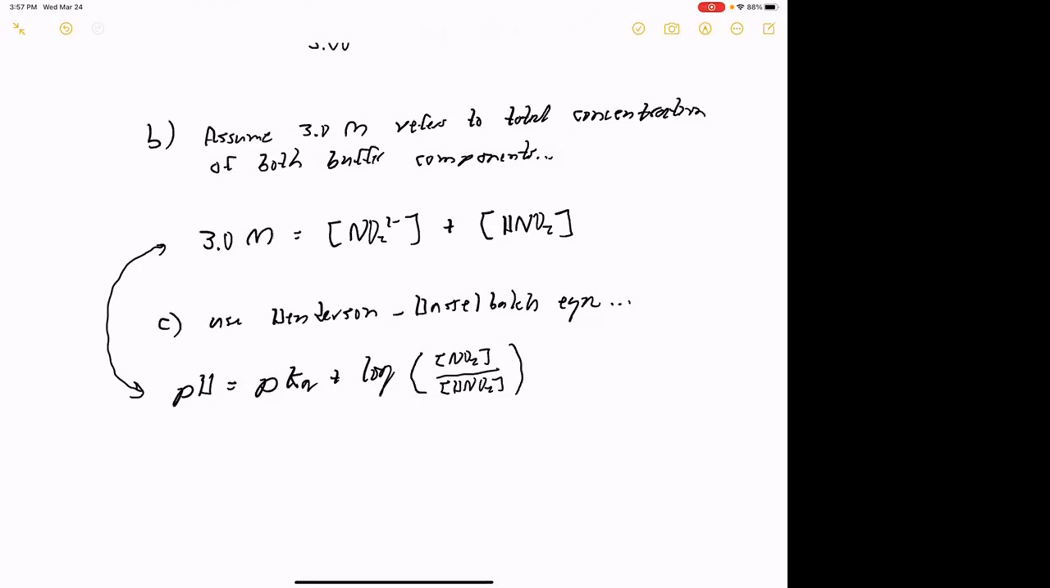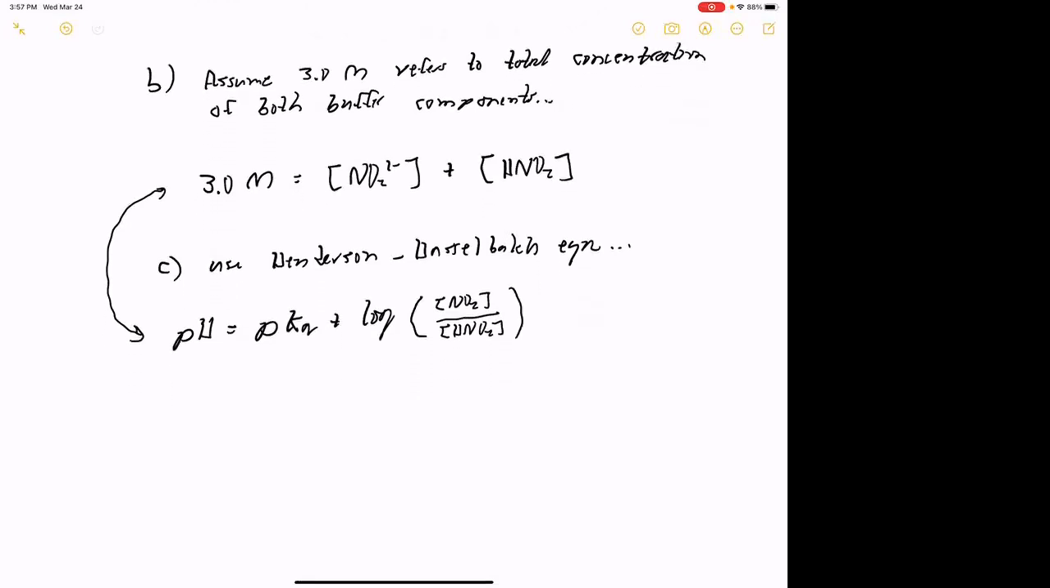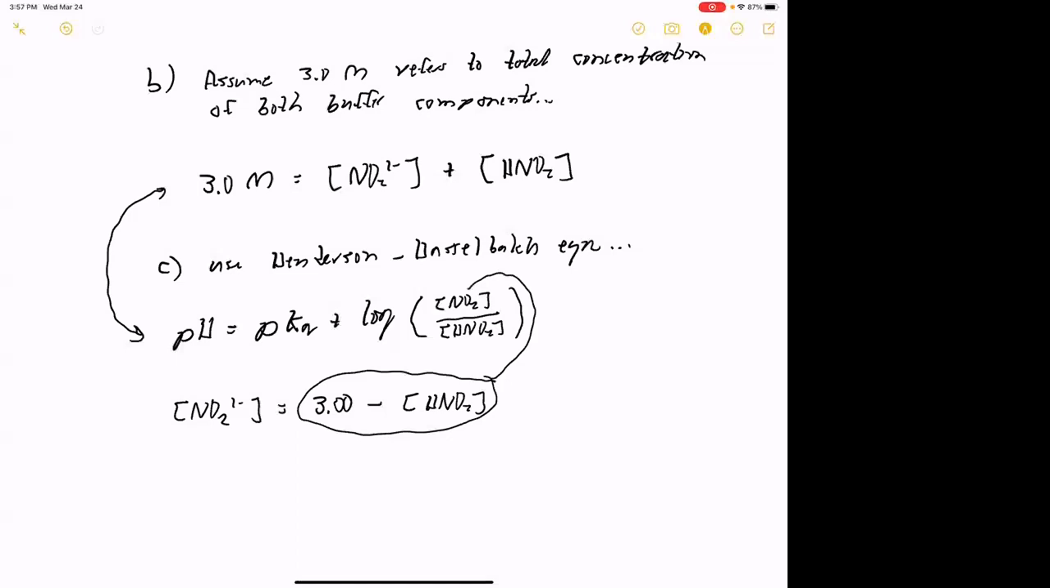So what I can do here is I can, for example, solve for the nitrite ion concentration, and you could really do it from either direction, it doesn't matter. And that's equal to 3.00 minus the concentration of the HNO2. So that's kind of nice because now I've got this in terms of the same variable, because now I can make a simple substitution, right? I can take this thing, which is in terms of the acid, and plug it in up top for the base. Everybody see that? So now I end up with one equation and one unknown, don't I?